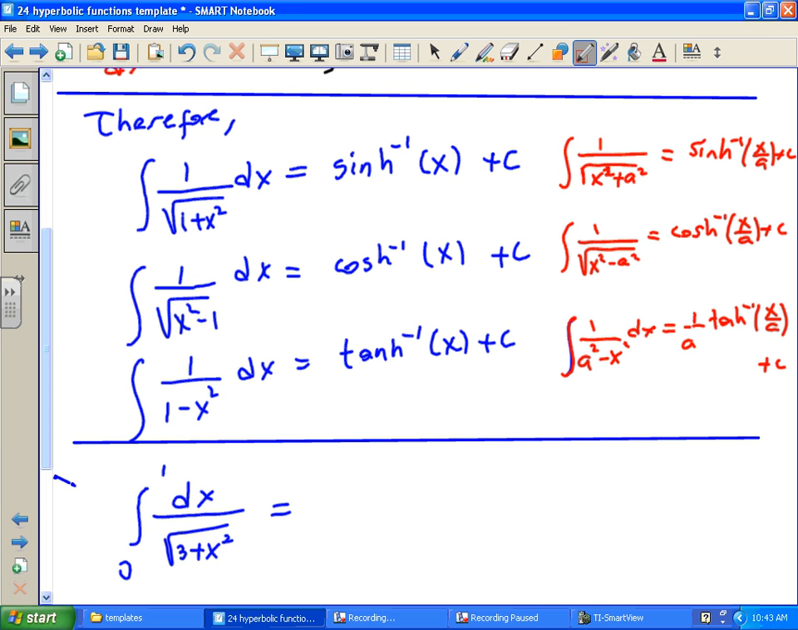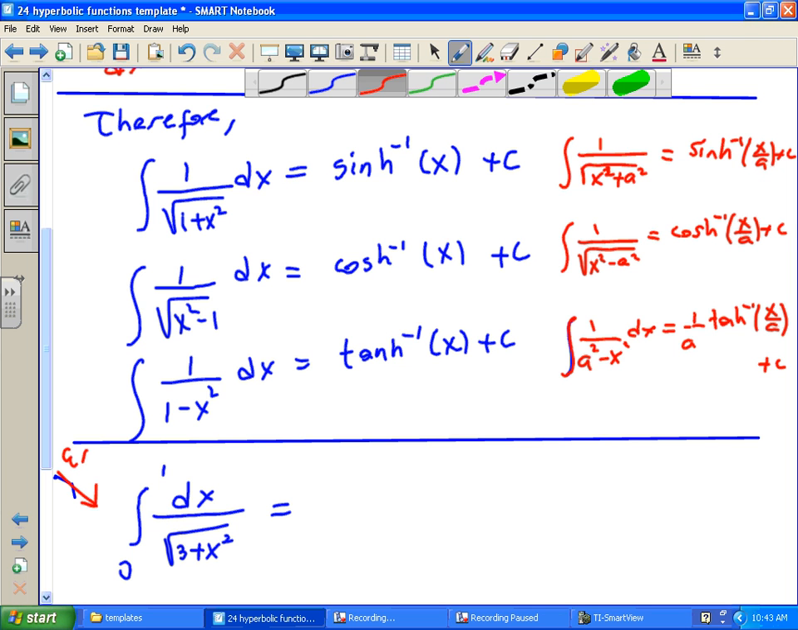And here's the first example right here for you guys to look at. This one. Look at the problem, see which formula applies, decide what your a is, and write the answer, basically.